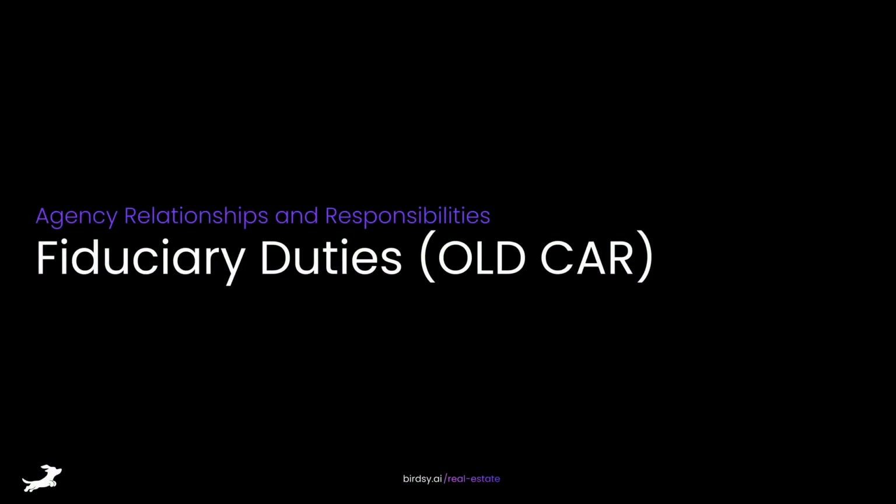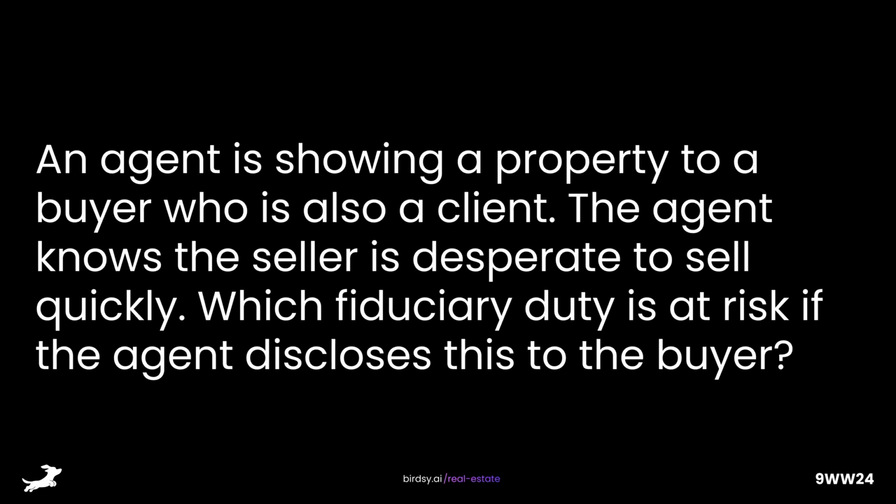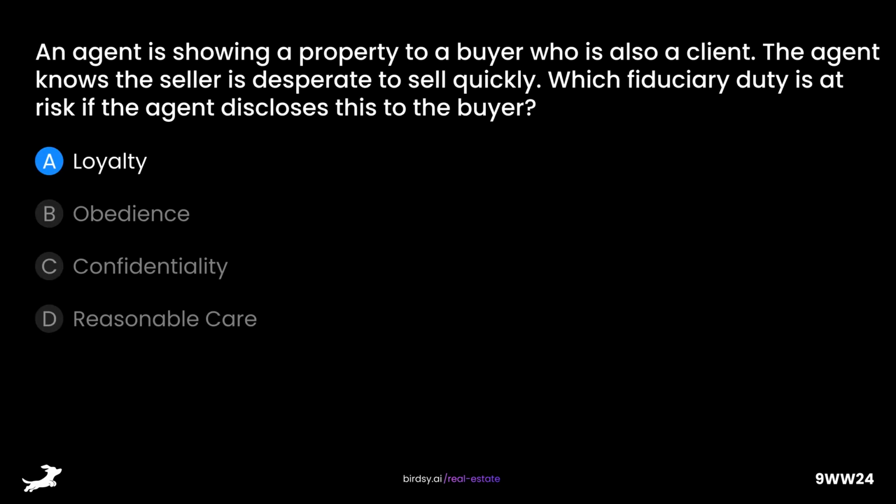Fiduciary duties. An agent is showing a property to a buyer who is also a client. The agent knows the seller is desperate to sell quickly. Which fiduciary duty is at risk if the agent discloses this to the buyer? Is it A, loyalty, B, obedience, C, confidentiality, or D, reasonable care? The answer is C, confidentiality.